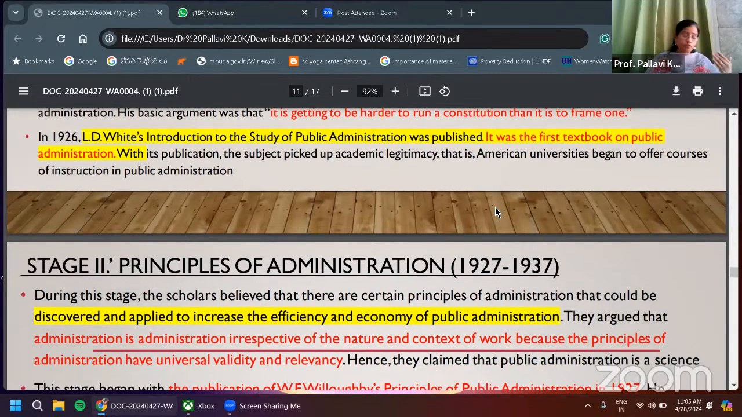And after this book is published, then only different universities started to offer public administration as a subject. Earlier, there was only political science. You would study some concepts of public administration under political science. And today also, in certain universities, there is only one department, political science, and public administration is studied under political science. But there are several universities where you have an independent department, like for example, if you take the case of Telangana, Osmania University, Ambedkar Open University, Kakatiya University, all these universities have different departments. That is, political science is studied separately and public administration is studied separately.